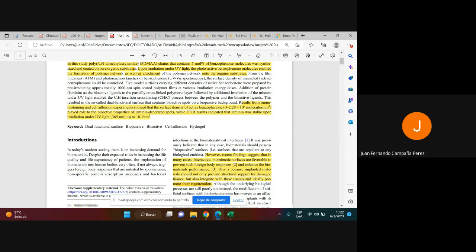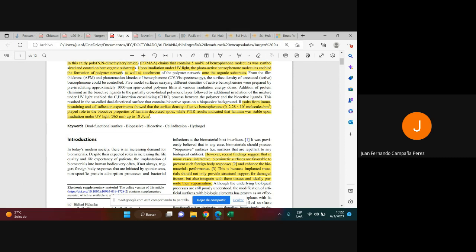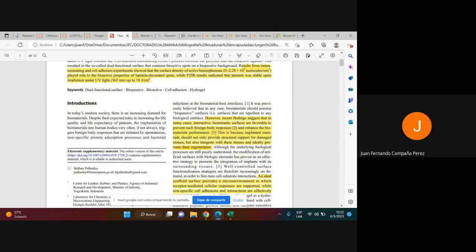They found in their results, from immunostaining and cell adhesion experiments, that a certain surface density of active benzophenone plays a role in the bioactive properties of laminin-decorated spots, while FTIR results indicated that laminin, this protein, was stable upon UV irradiation up to 18 joules per centimeter squared.